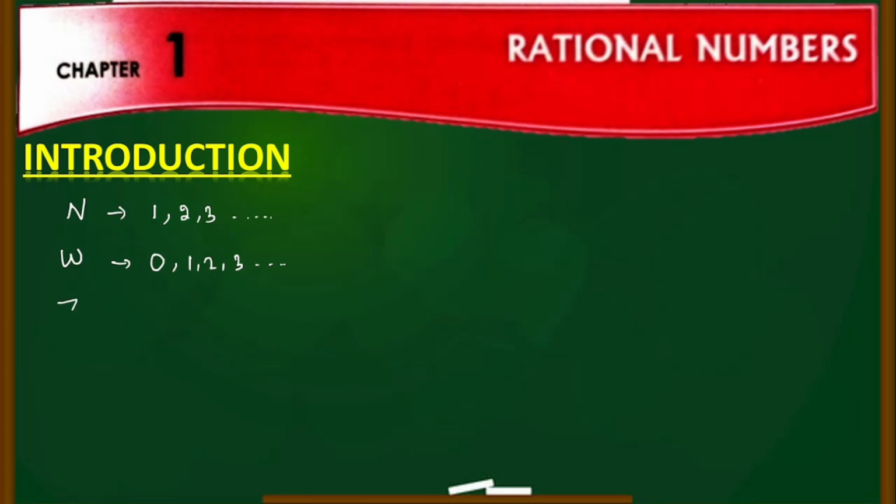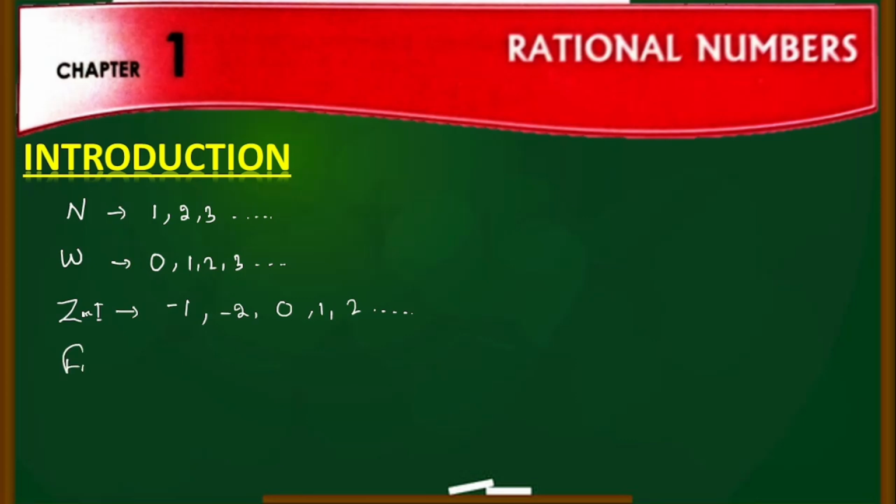Now the next concept is integer. Integer you can denote by capital Z or capital I. Now what is an integer? Whole numbers with negative numbers, that is minus 1, minus 2, then 0, then 1, 2, and so on are the integers. Simply remember, all the whole numbers with negative numbers are called integers.